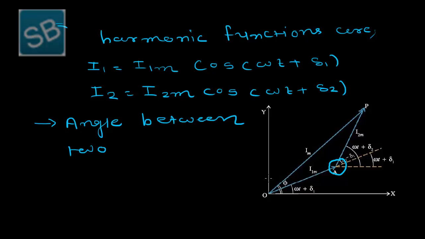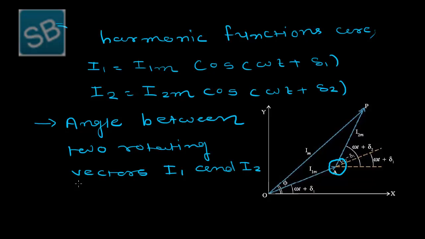And here the vectors represent the harmonic functions, that is, the two rotating vectors I1 and I2. You can directly find out the angle. Here is the angle omega t plus delta 1, and here there is an angle omega t plus delta 2. So the phase difference between them is delta 2 minus delta 1.